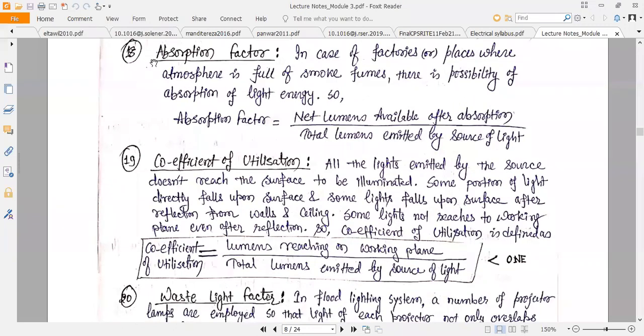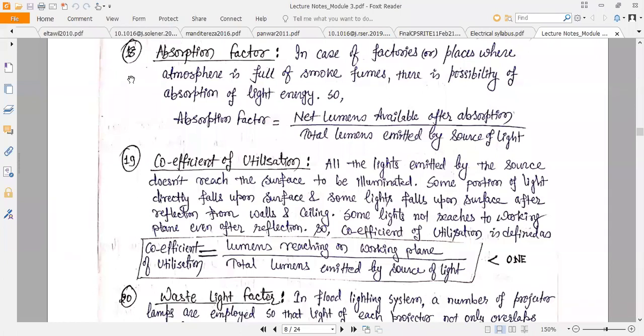Last three terms are absorption factor, coefficient of utilization, and waste light factor. Yeah, these are the three terms. I think time is over, but I will take 5 more minutes to complete these three terms. Then the basic terms related to illumination will be over.